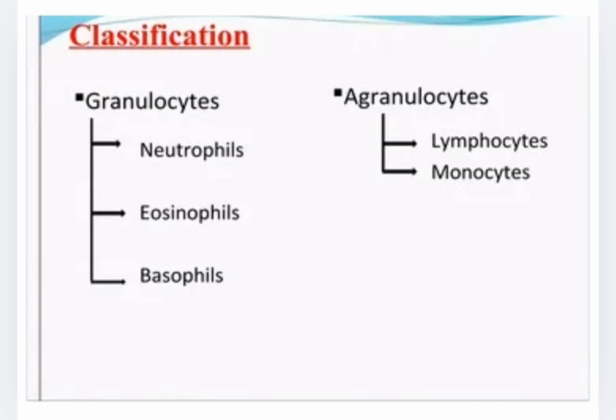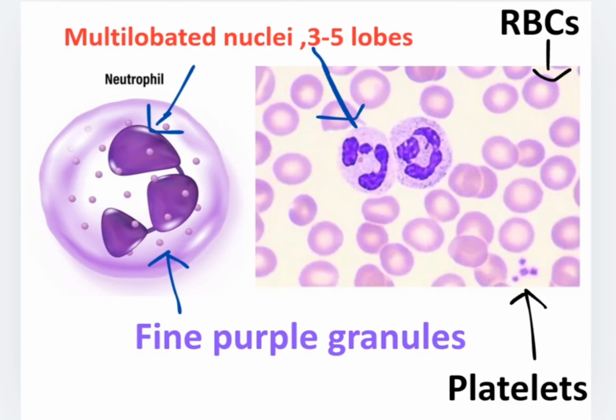WBCs are classified on the basis of the presence of granules in their cytoplasm. So granulocytes are neutrophil, eosinophil, and basophil, while agranulocytes are lymphocyte and monocyte. Let's learn how to identify these cells on the peripheral smear with important viva questions. Let's start with the most important cell of our body, the neutrophil.